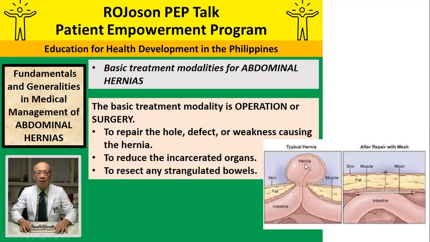If not present, you just reduce it and then put it back inside the abdominal cavity and then repair that hole. Okay. So a lot of times, aside from the primary closure, itatahi lang, most of us will always use a mesh graft, a graft that will support that defect, that abdominal wall. Okay, ito yung mesh, no? Parang plastic, no?